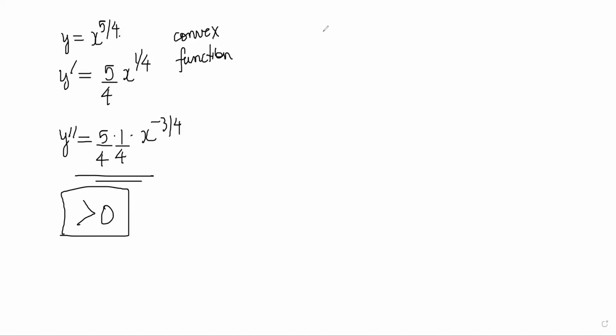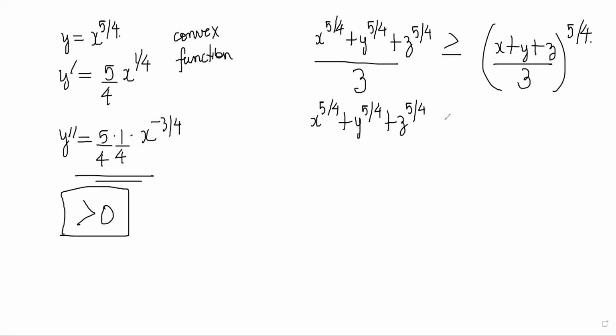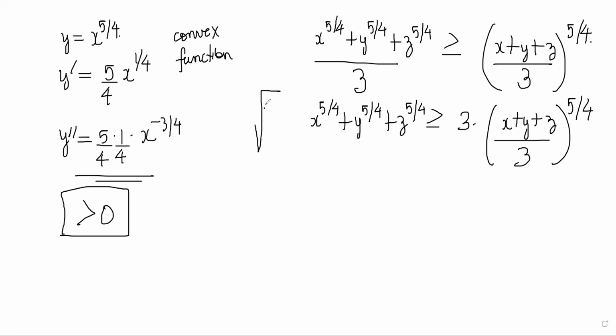So you can say that (x to the power 5 by 4 plus y to the power 5 by 4 plus z to the power 5 by 4) by 3 will be greater than or equal to ((x plus y plus z) by 3) whole power 5 by 4, right? So x to the power 5 by 4 plus y to the power 5 by 4 plus z to the power 5 by 4 will be greater than or equal to 3 times ((x plus y plus z) by 3) whole power 5 by 4. And the term we had was a product of the fourth root of 27 by 4 here, right?